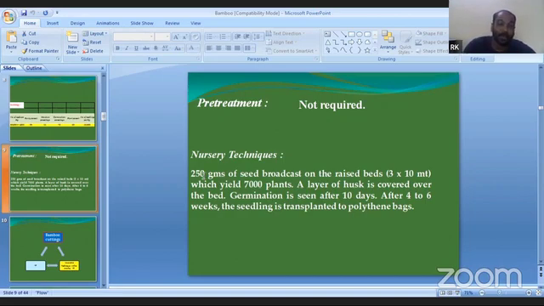Then we go for bamboo cuttings. Bamboo propagation is two-way: one is seeds, another one is cuttings. Now the seed part is over. If you have any doubt, you ask in the question section. Then we go for bamboo cuttings.